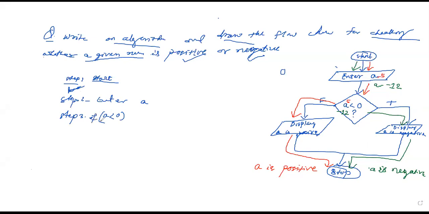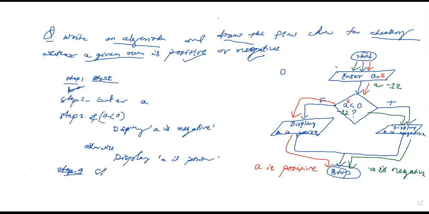If A is less than 0, then display A is negative. Here otherwise means what? A is not less than 0. That means it's greater than 0. Otherwise, display A is positive. Clear? Then stop. Step 4 is stop. Clear?